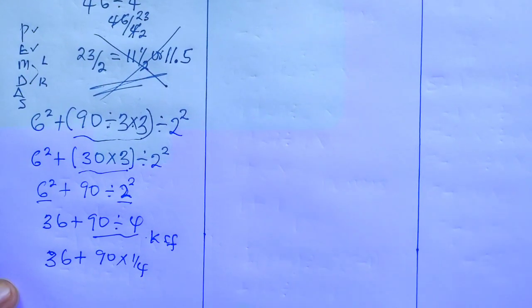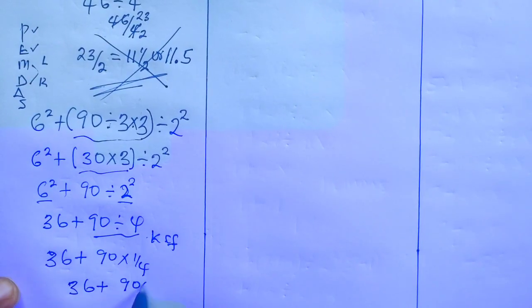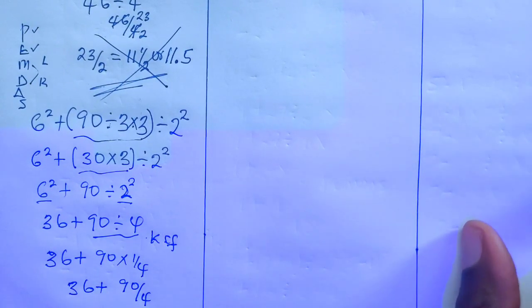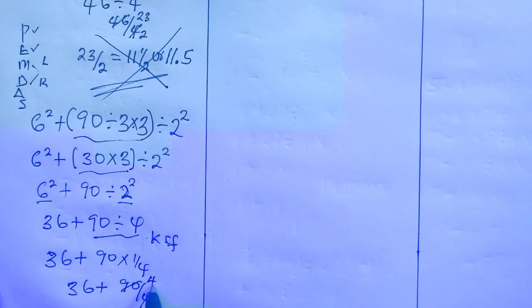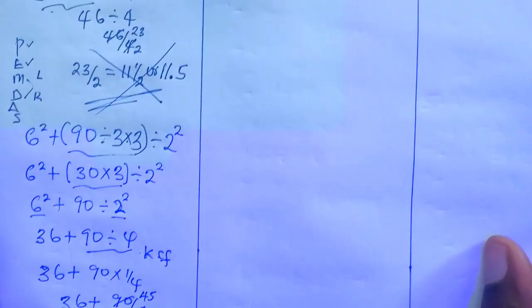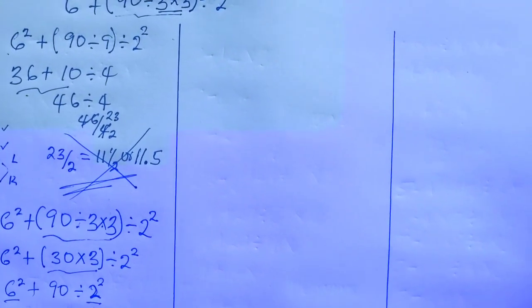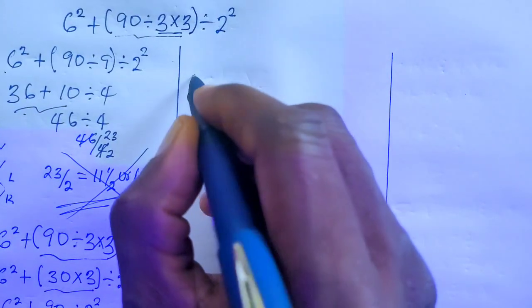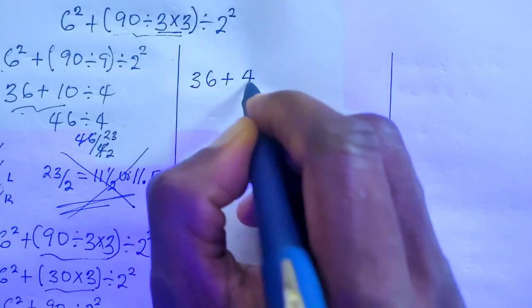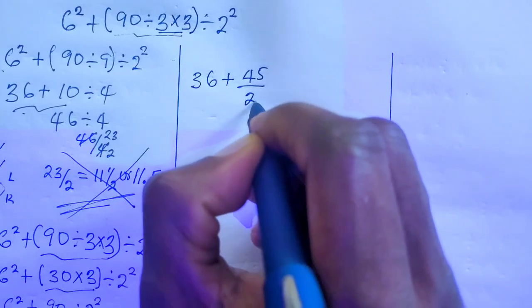And if you simplify this out, you are going to have 36 plus 90 all over 4. And I'm going to reduce this fraction to the lowest term. Now, if I do that, I'm going to have 2 go here, 2, then 2 into 90 gives us 45. And the expression becomes 36 plus 45 all over 2.